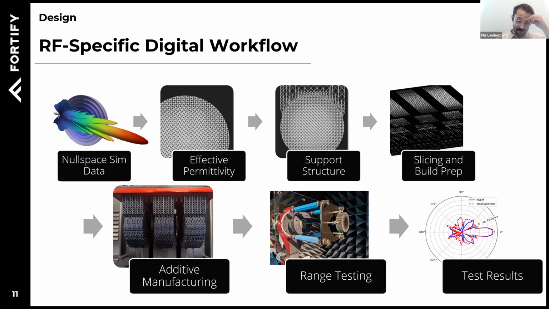So you can see on the bottom left there, we have 3 lenses on the build plate with the support structures. After those parts have been post-processed and final cured, and in the case of the ceramic materials, sintered, we can assemble those with our active antenna components and bring it into a range for antenna testing to get those test results. And then we can repeat this process very quickly through the powerful tools in Nullspace and the rapid prototyping capability of our technology at Fortify.